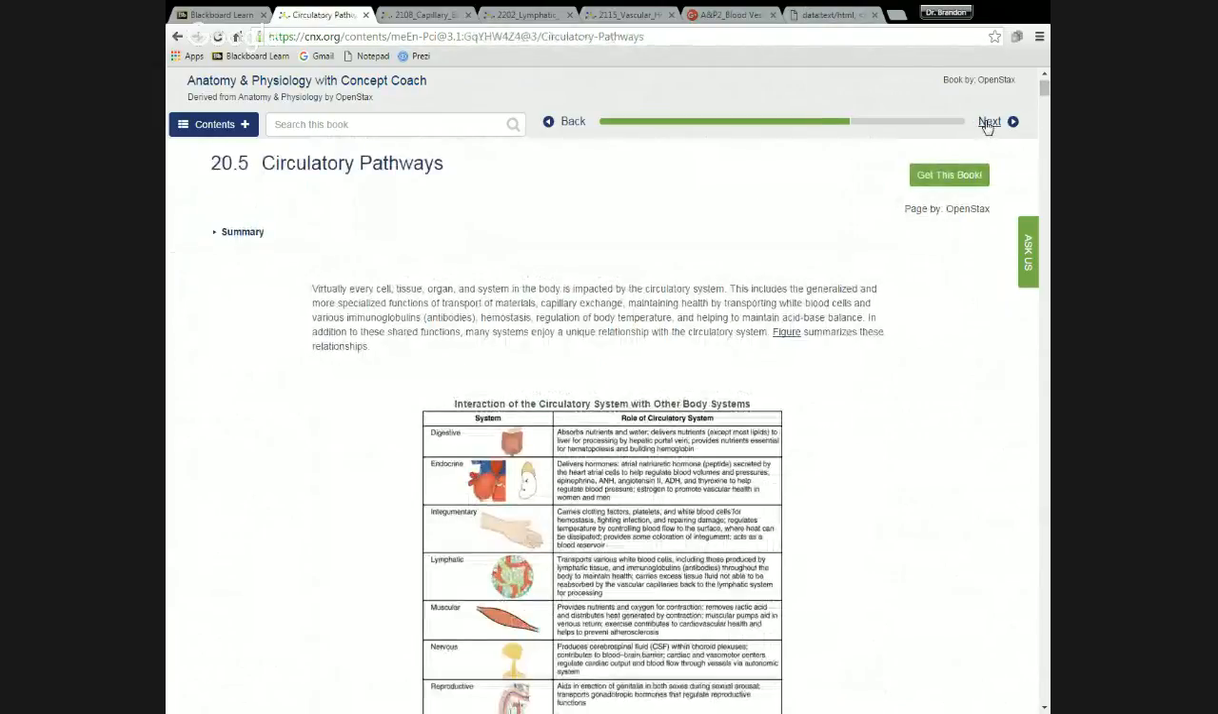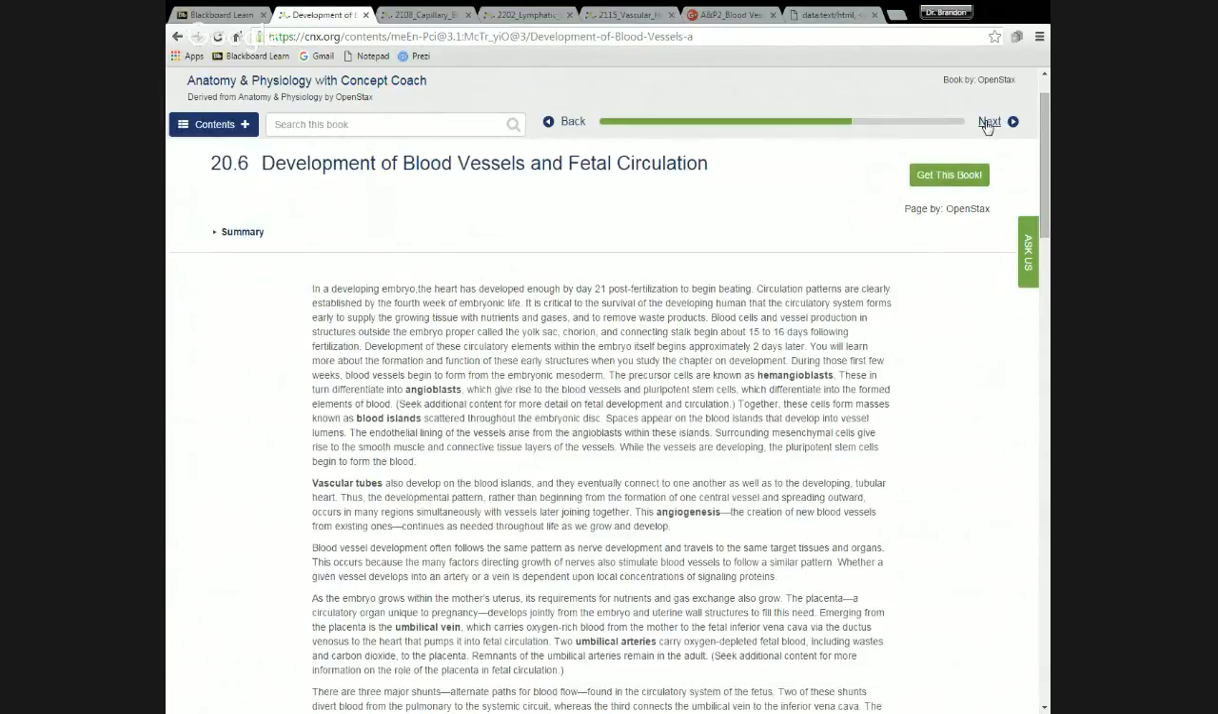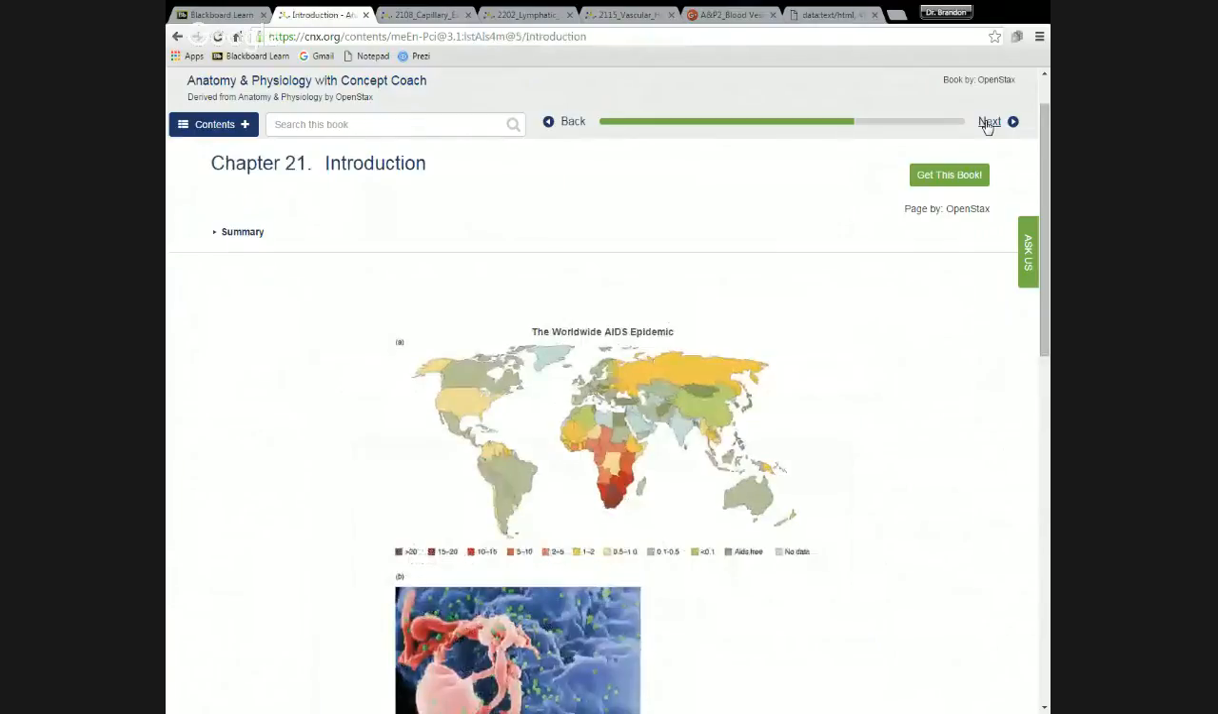The circulatory pathways, that's the lab material I talked about in lab, where the vessels themselves are. And then there's a section on development, which we won't deal with. We don't tend to touch development in this course at all. And then the next chapter on the lymphatic system. Okay, so that actually wraps up the blood vessel stuff.